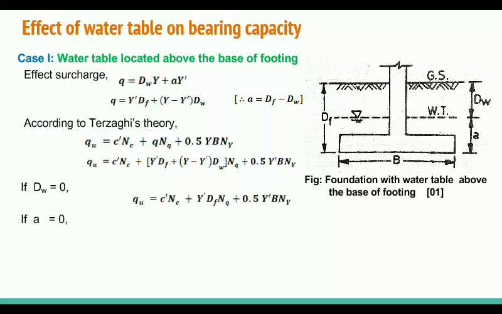Now if A is equal to 0, it means the water table goes down to the base of the footing. In this case, dF is equal to dW, where A is equal to 0 means the water table is at the base of the footing. So after putting A equal to 0, you can get this relation: qu is equal to c' Nc plus gamma dF Nq plus 0.5 gamma' B N gamma. This equation is valid when the water table is at the base of the footing.